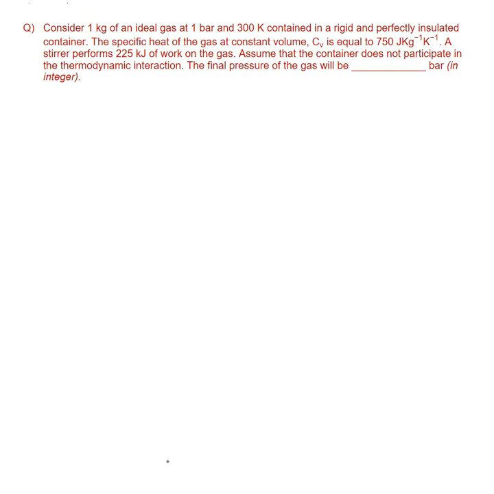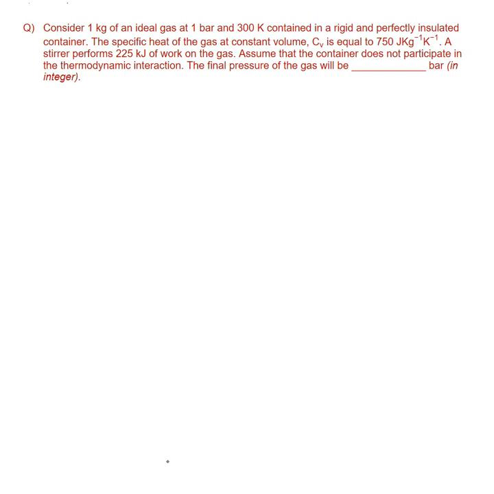Numerical series 2. Consider 1 kg of an ideal gas at 1 bar and 300 Kelvin contained in a rigid and perfectly insulated container. The specific heat of the gas at constant volume Cv is equal to 750 joule per kg per Kelvin. A stirrer performs 225 kJ of work on the gas. Assume that the container does not participate in the thermodynamic interaction. The final pressure of the gas will be dash bar.